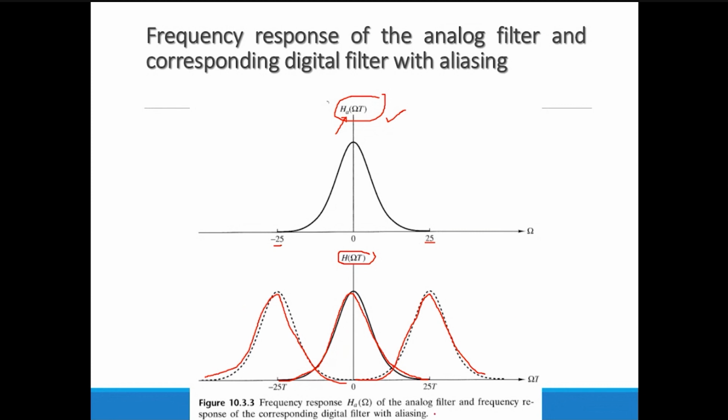So what happens if you do not select the T value smaller? The chances of overlapping in this region will be higher. This overlapping is nothing but aliasing, mixing of the signals. The higher end of this signal will be mixed with the lower end of the next signal. So this is how you get the analog filter converted into the digital filter. And one thing you have to remember: to avoid aliasing using this method, you have to take the value of T as small as possible.